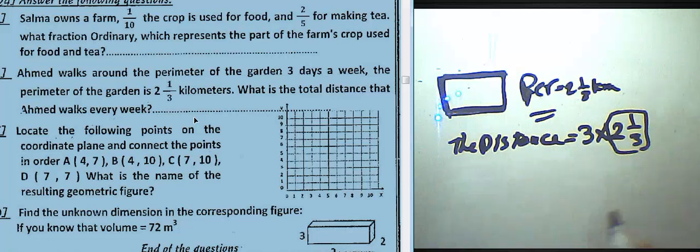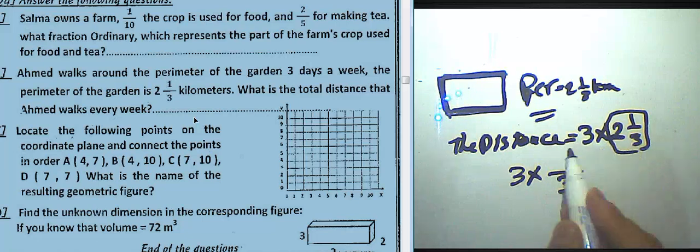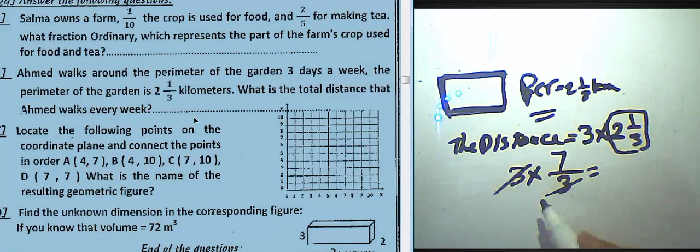Okay, 3 times 2 and 1/3, right? 2 times 3 equals 6 plus 1 equals 7. We can cancel 3 divided by 3 equals 1. 1 times 7 equals 7. Then the distance will be 7 kilometers. Then Ahmed will move around the garden every week 7 kilometers.